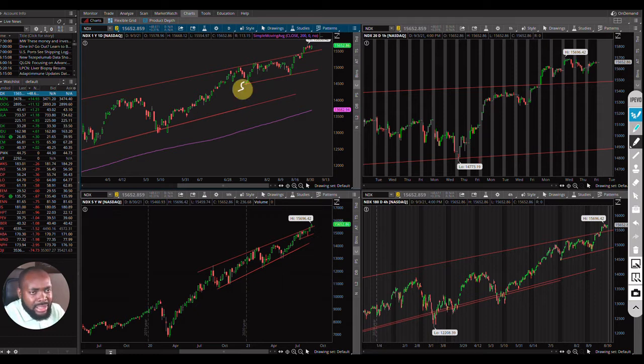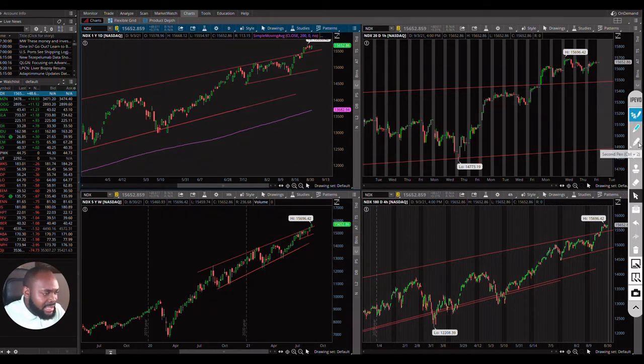But these are the levels that we would watch in the short term to hold as support. One, upper trend resistance, number two, second level support, and number three would be the long-term trend support level. All right, so those are the levels for NDX. Still optimistic on the long side.